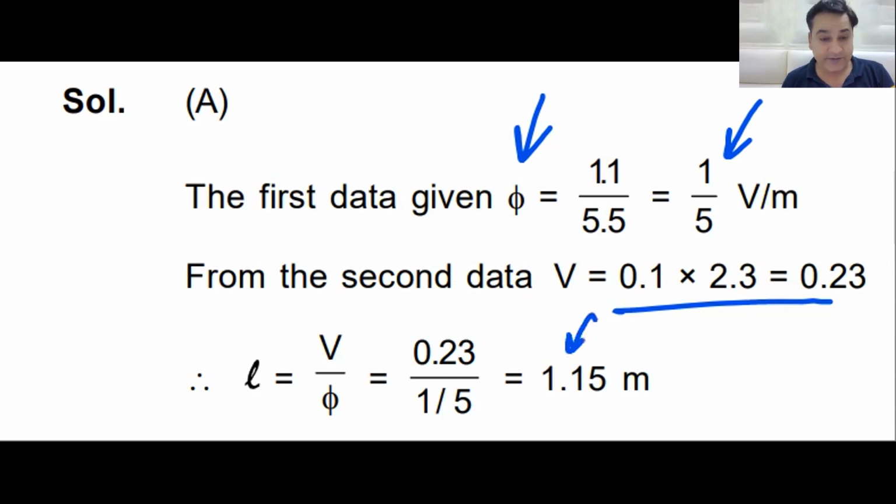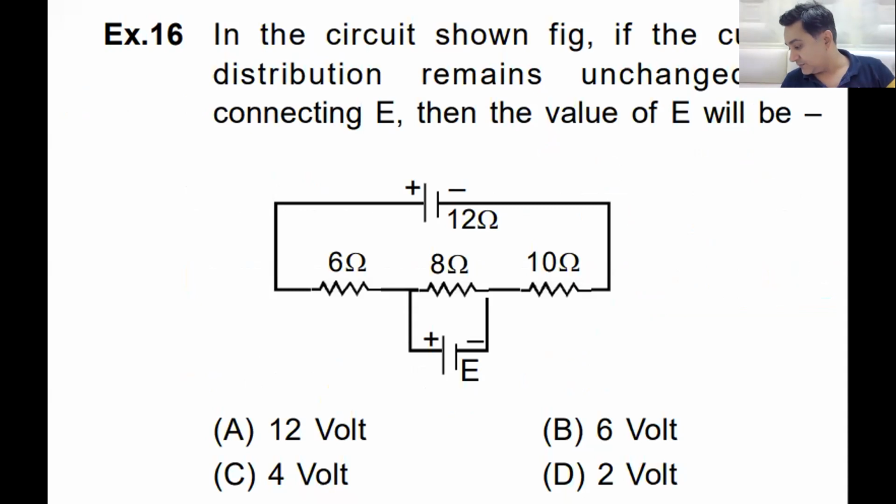If you don't, then they will trouble you. This is again a question based on potentiometer wire, but put in a different way. The question reads like this: in the circuit shown in the figure, if the current distribution remains unchanged on connecting E, what is the value of E? Same, it's a question on potentiometer. Yes or no? Yes, sir. So can you tell me the answer? It is based on the potentiometer concept.